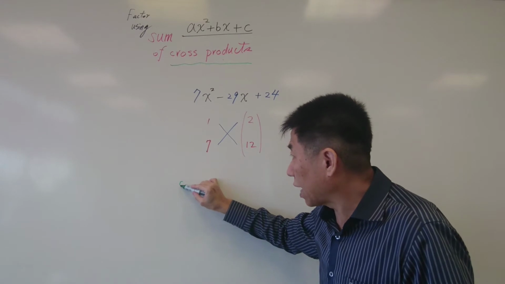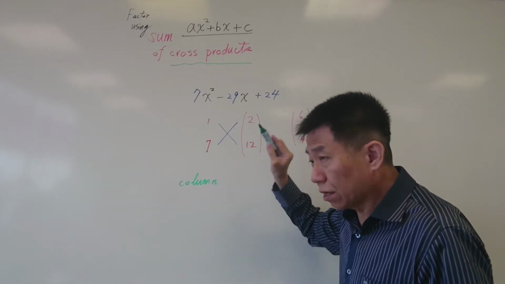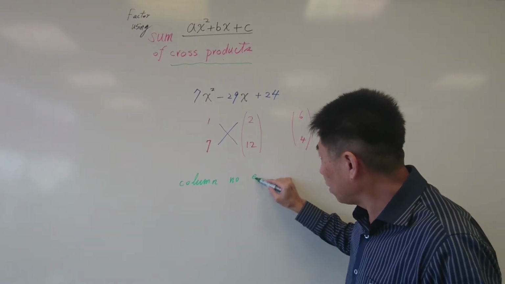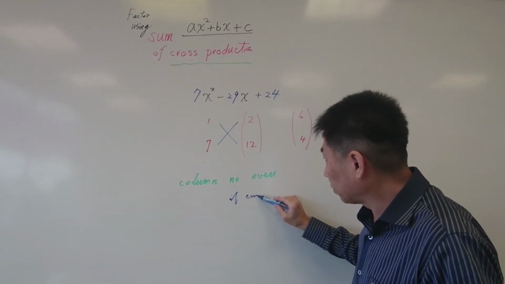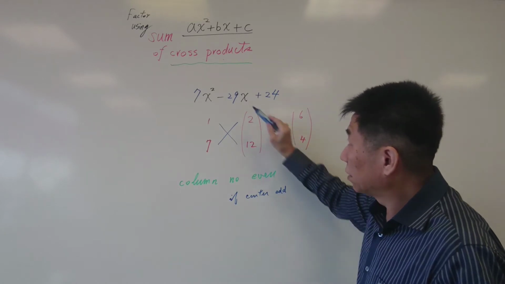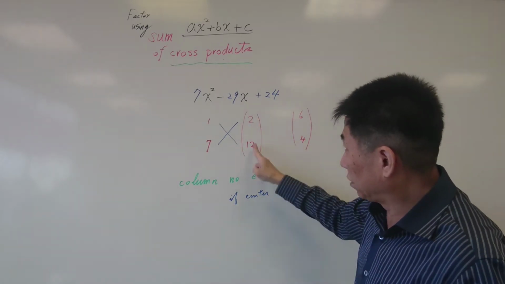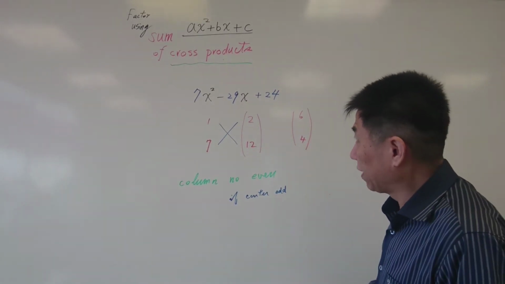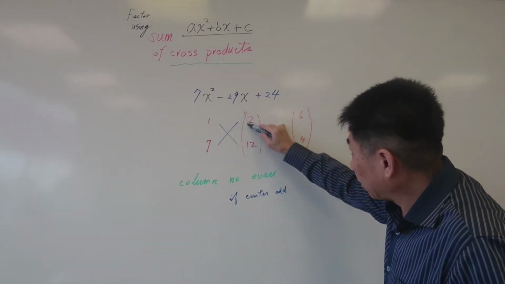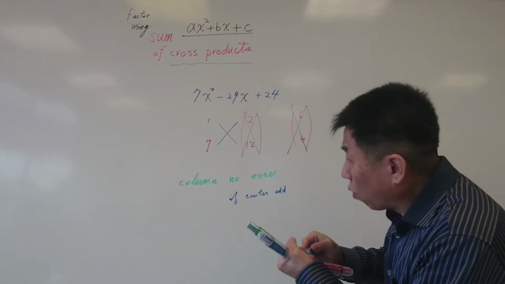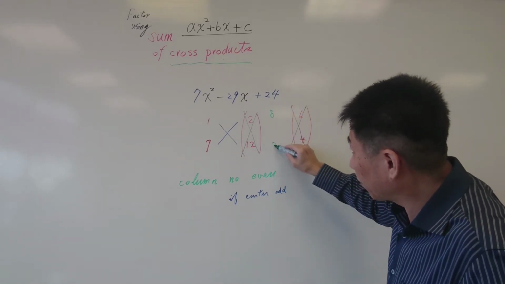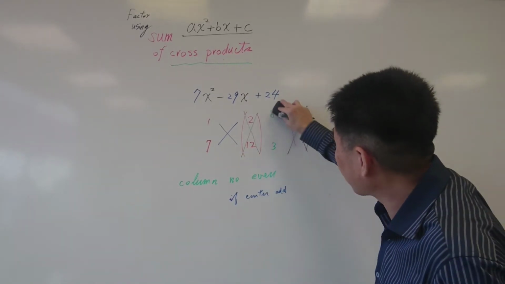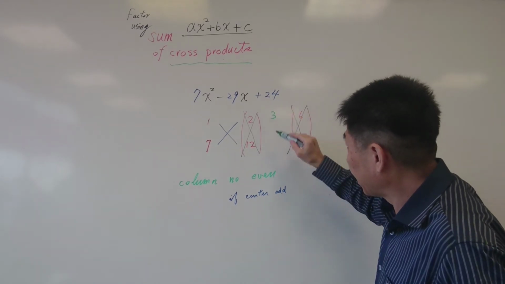So therefore, the column cannot be even. If you find out the center is an odd number, the columns can never be both even. So therefore, I don't even give a try. The only possibility is that this one must be 8 and 3, but 8 up, 3 down, 56, quite far. So therefore, it is 3 and 8.